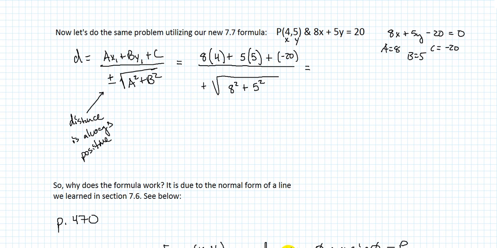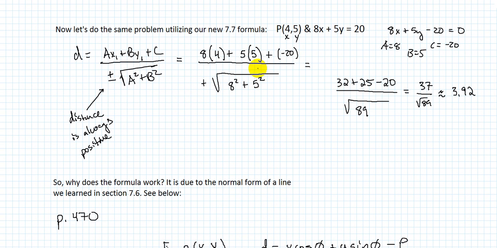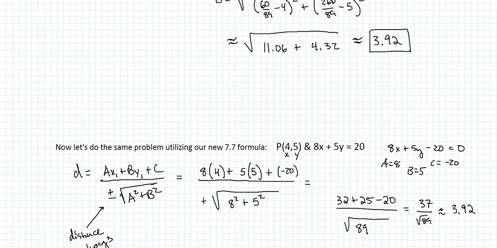I'm going to pause, do the math, and you'll see it. Okay, so there we go. If you do the top, you'll get 32 plus 25 minus 20. That becomes 32 plus 5, or 37. 8 squared plus 5 squared is 89. And then when you finally do the math, you'll get approximately 3.92, which is exactly what we got before.